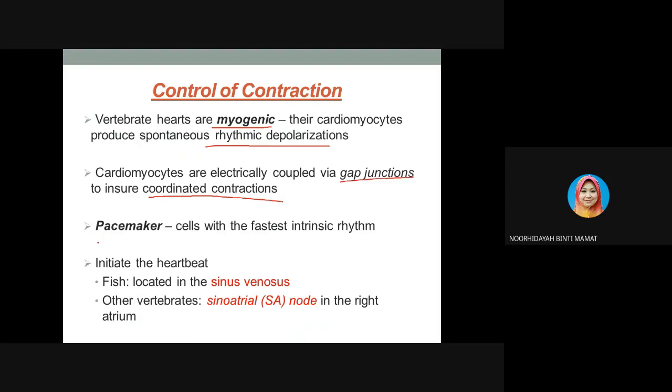Okay, so the pacemaker. We're talking about the myogenic pacemaker. So the pacemaker is actually the cells with the fastest intrinsic rhythm. Okay, the natural rhythm. So the pacemaker is the cells with the fastest intrinsic rhythm. Okay, so they initiate the heartbeat. Okay, in fish it is located in the sinus venosus, and in other vertebrates it is located in the sinoatrial or SA node in the right atrium. Okay, so this is the location of the initiation of the heartbeat.